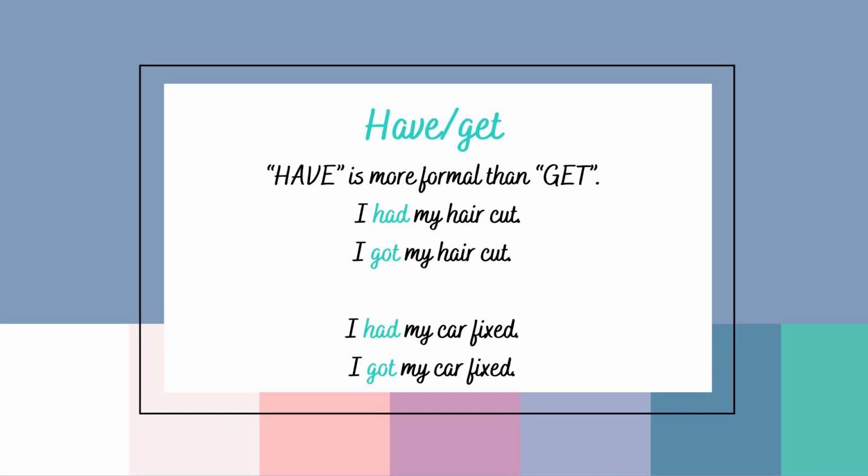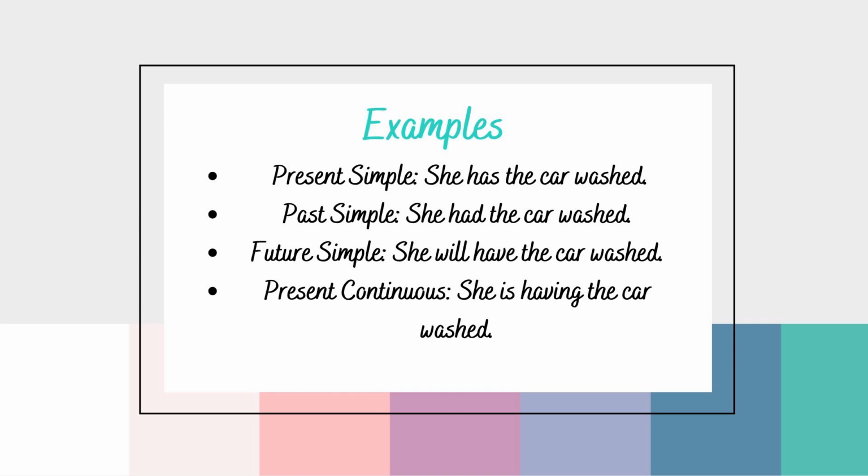So before we said that we can use have or get. It means the same thing, but have is a little bit more formal than get. So I had my hair cut or I got my hair cut. Have is a bit more formal. I had my car fixed or I got my car fixed.